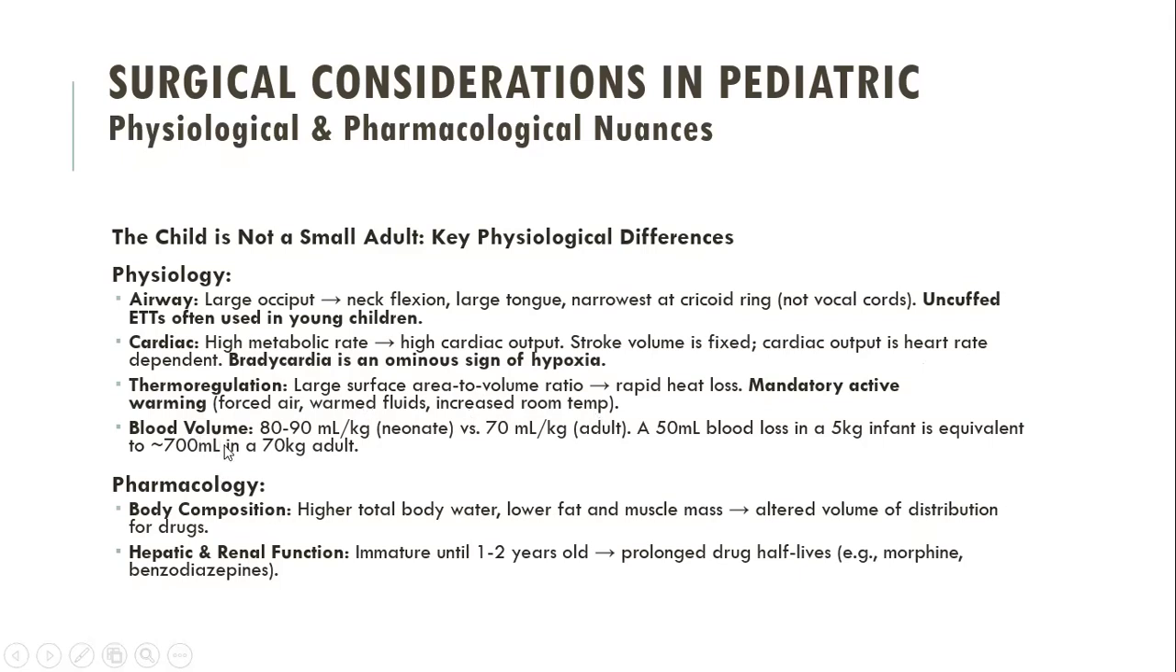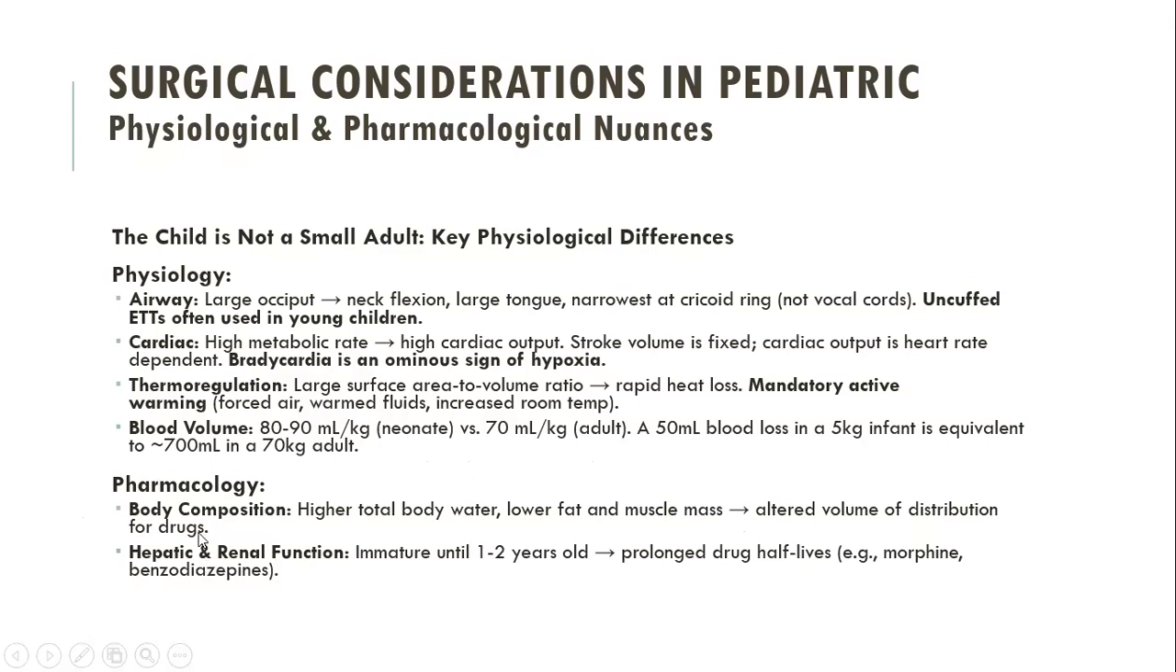Blood volume is again very important, 80 to 90 ml per kg in the neonate, versus 70 ml per kg in the adult. So a 50 ml blood loss in a 5 kg infant is equivalent to 700 ml in a 70 kg adult. So you have to bear this in mind.